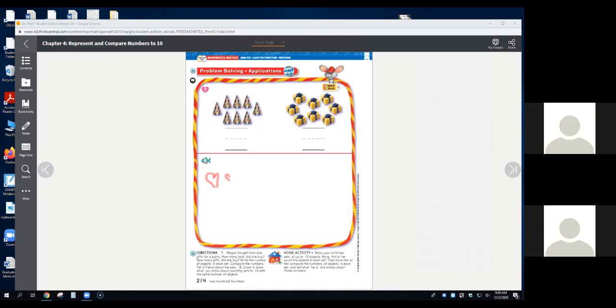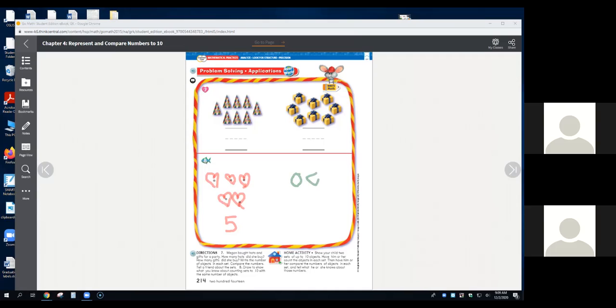1, 2, 3, 4, 5. There is 5 hearts. So I'm going to write the number 5. And I'm going to double check. I have 5. 1, 2, 3, 4, 5. Yes, I do.